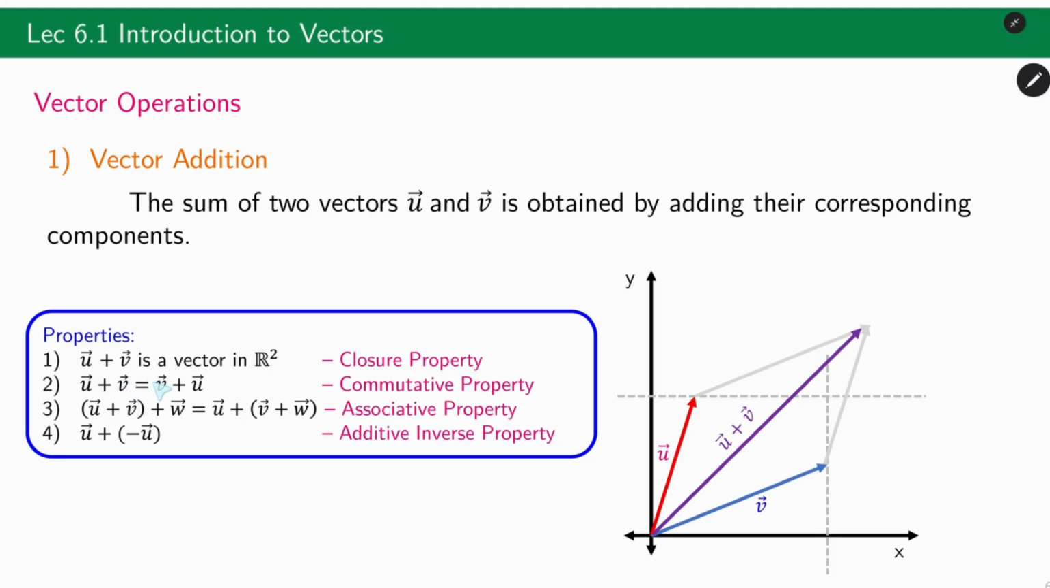Vector u plus v is equal to v plus u. This is the commutative property. It doesn't matter which order. And then the associative property: if we have three vectors here, you may add u and v first and then add w after, or you may add v and w first and then add u after. And then last, we have the additive inverse property. U plus negative u will result in the zero vector.